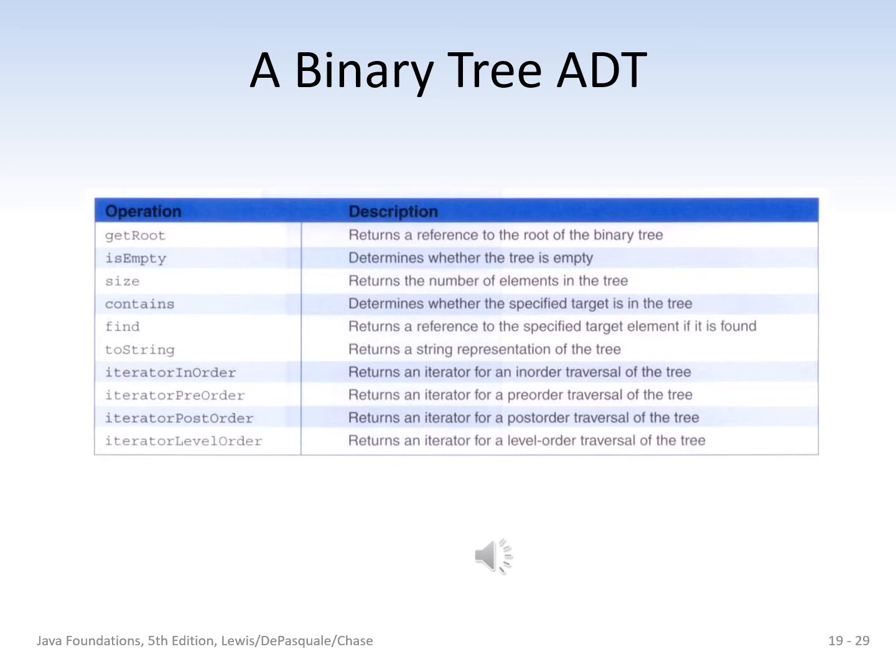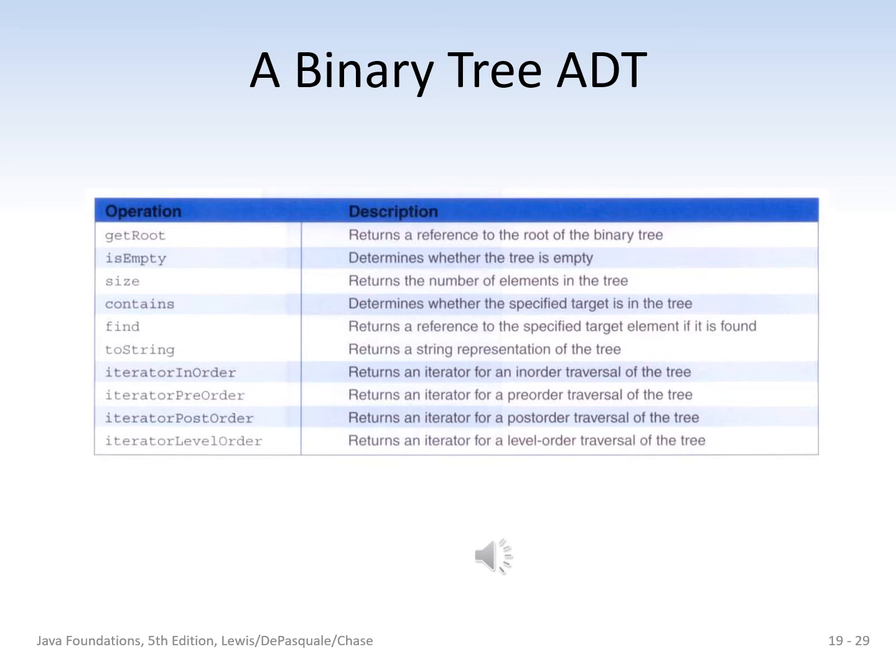Here are the operations that the interface will have. You can see getRoot, returns a reference to the root, obviously. isEmpty, we know what isEmpty does. Size, number of elements in the tree. Contains, this is a new one, determines whether or not a specified target is housed or contained in the tree.